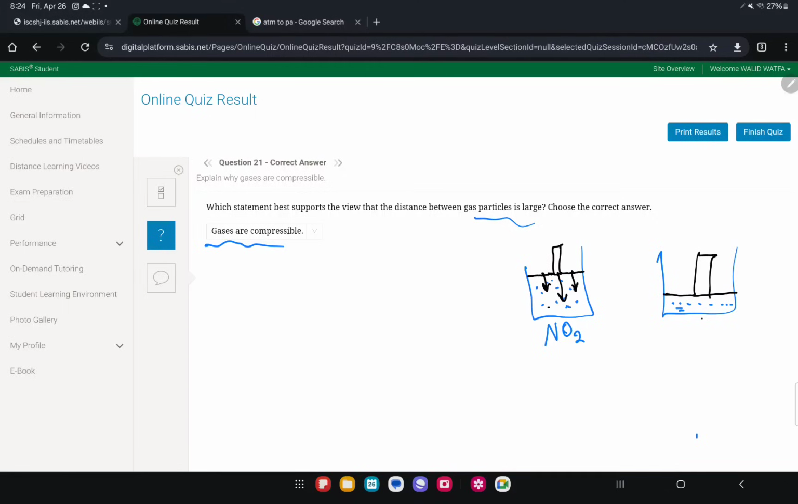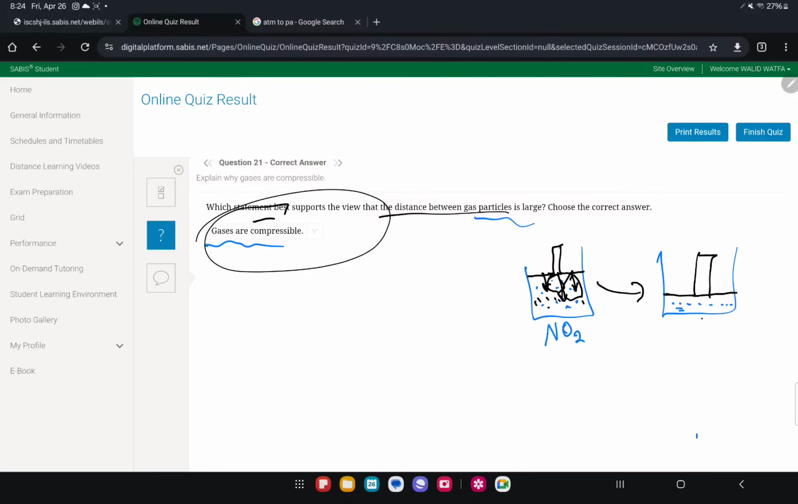Like this. I can compress it until it looks like this. Since I'm able to compress it, that means there were spaces in between these gas molecules. If you're able to compress anything, that means there is space for you to compress. So how do we know that the space or the distance between the gas particles is large? Is that because we can compress it?